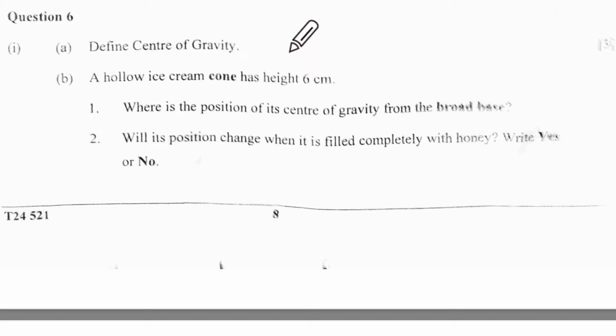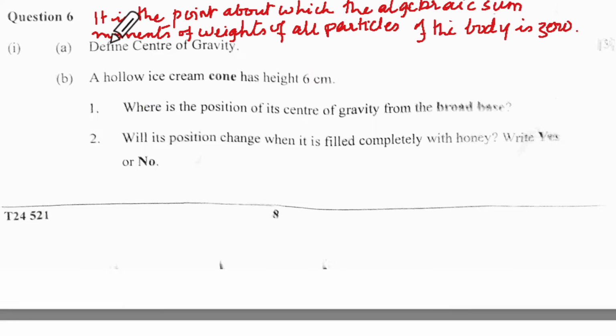So you know the definition. So we write the definition of center of gravity. It is the point about which the algebraic sum of moments of weights of all particles of the body is zero. Then we come to B.